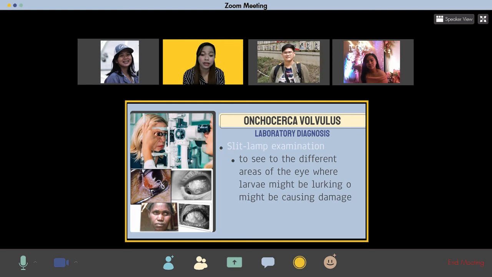This method uses a special microscope and lights like the kinds used during a routine eye exam to see and examine the cornea and anterior chamber of the eye, because it is likely where you can mostly see the parasite lurking or the lesions they cause are visible.